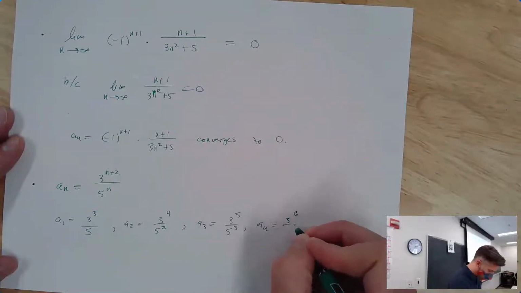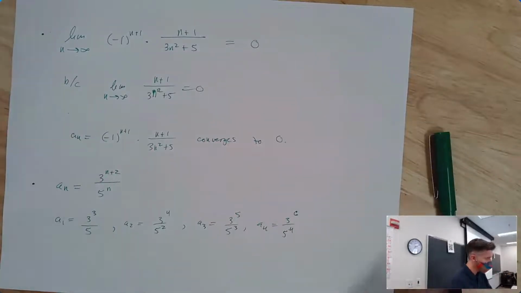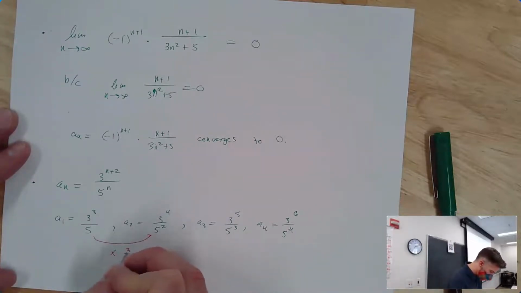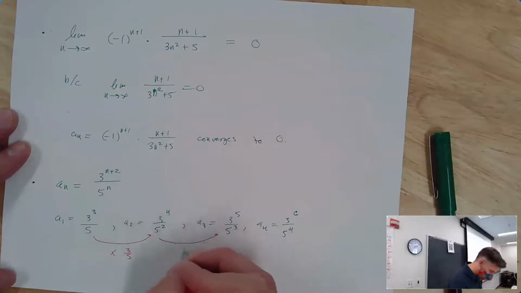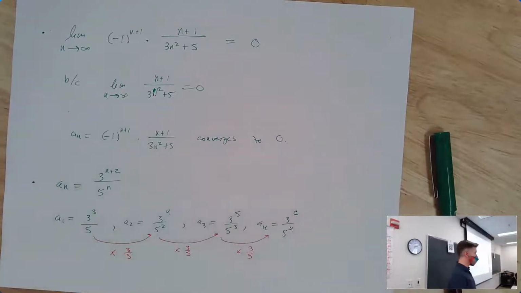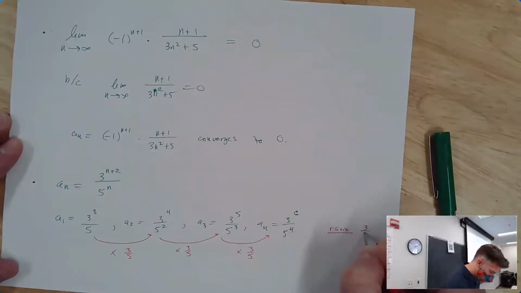And the point isn't so much that we can see what the terms are. The point is that we can see that to get from one term to the next term, we multiply by 3/5. And that's true for every term. That's the hallmark of a geometric sequence, that each term is the previous term multiplied by the same ratio, which is 3/5.